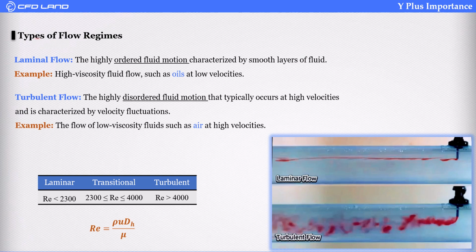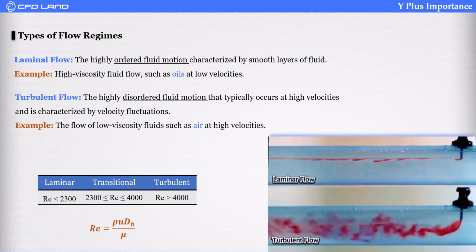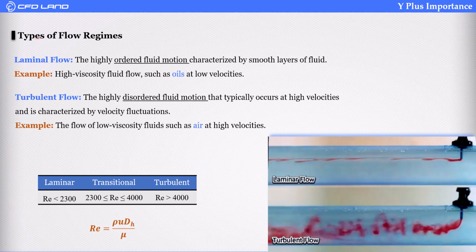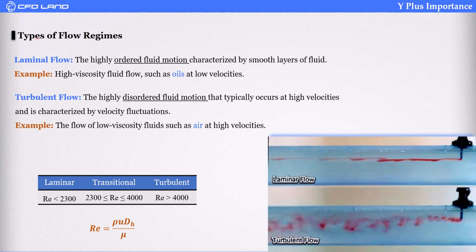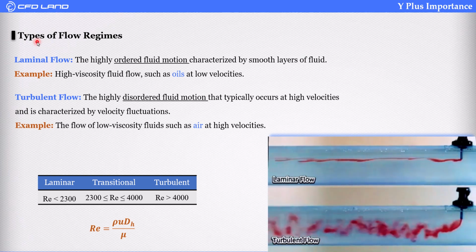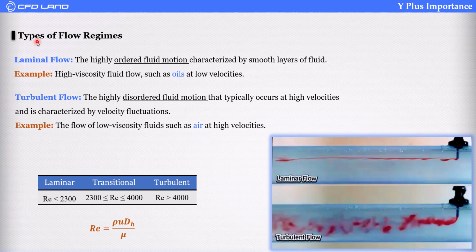There could be three types of regimes in every flow. The first is a laminar. In a laminar regime, fluid motion is ordered and there are smooth layers of fluid. On the other hand, in a turbulent regime, fluid motion is highly disordered and it usually occurs at high velocities. The third regime is between laminar and turbulent regime, called Transitional regime.